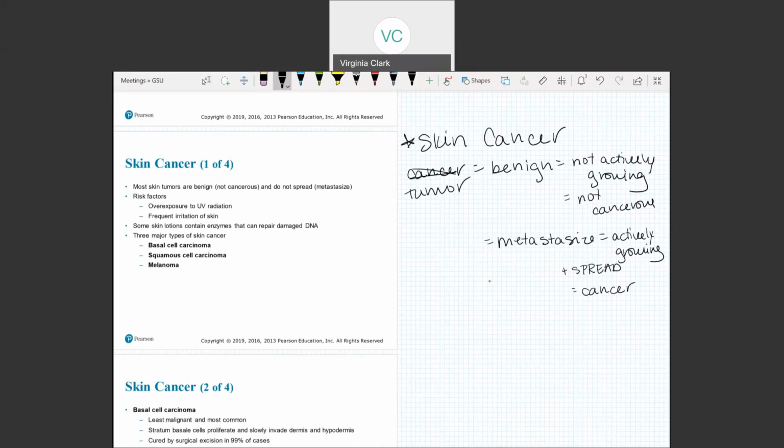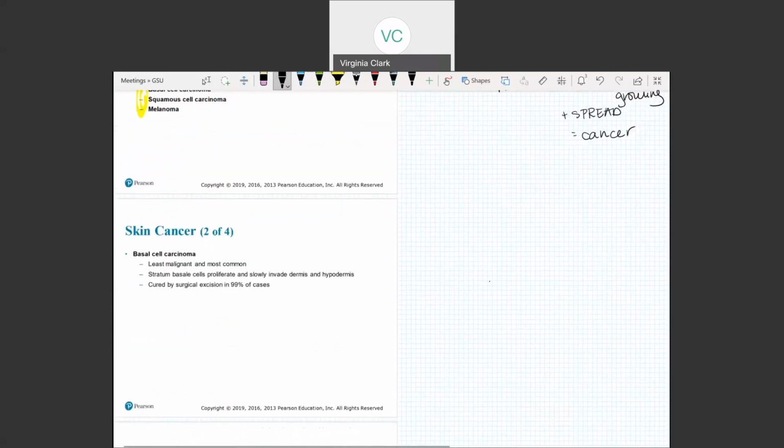What can actually increase your risk of skin cancer are going to be overexposure to the UV and irritation of your skin on a frequent basis. So doing a lot of things to disrupt your natural protection of your skin. So there are three major types of skin cancer, and these are the three we're going to talk about. We're also going to talk about how to identify each one. The first type of skin cancer is going to be basal cell carcinoma.